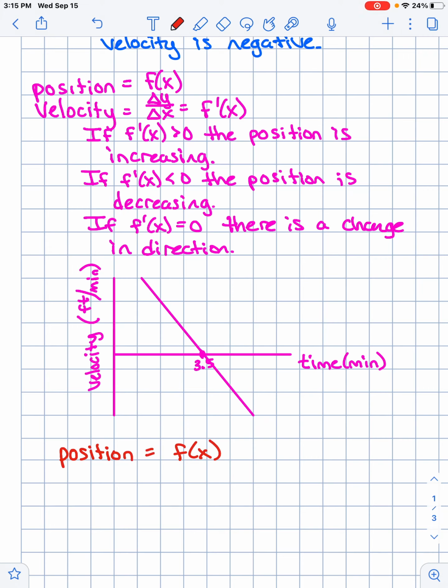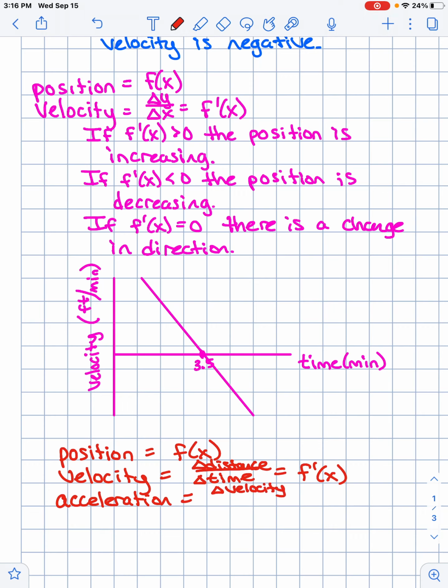So if I look at, we've got position is f of x, velocity is the change in distance over time, or change in position over time. That was the first derivative. And acceleration is the change in velocity over time. That's acceleration. That's the second derivative. Notice the two lines, that's double prime. F double prime is how we say that. That's the rate of change of the rate of change of the position. So how is velocity changing over time?